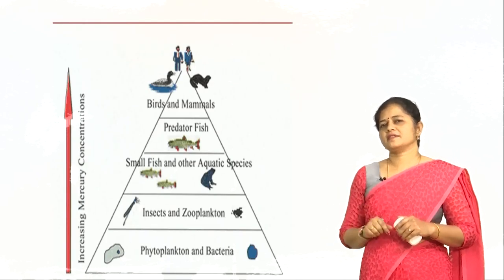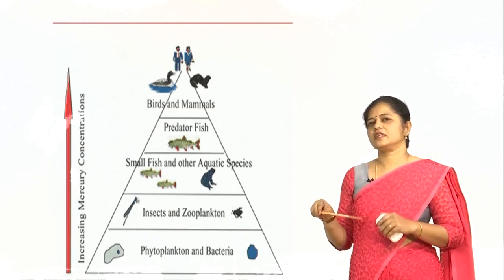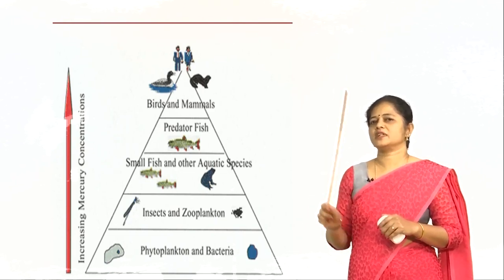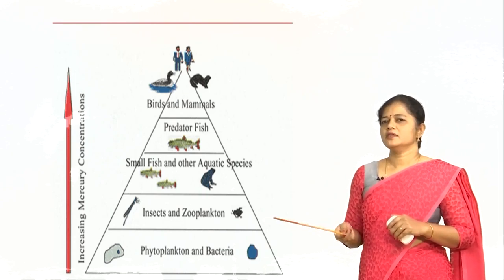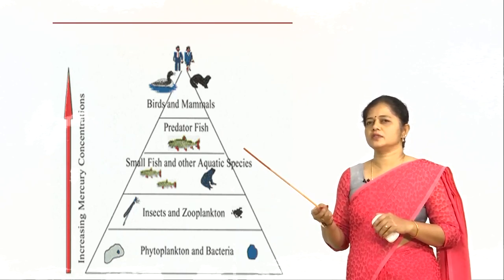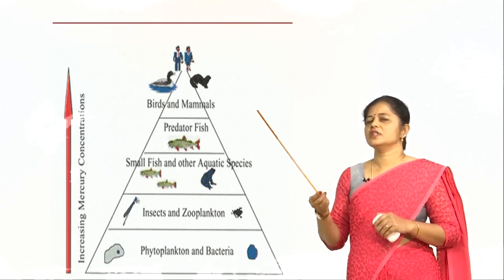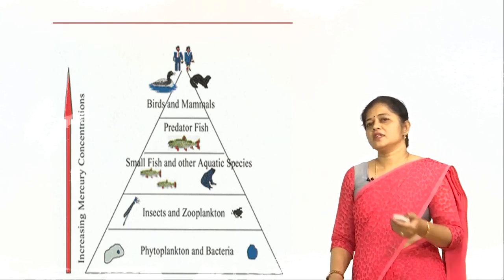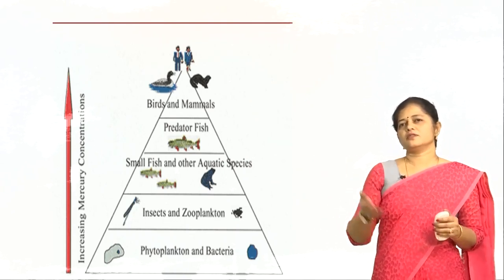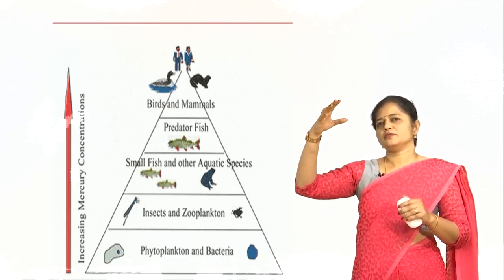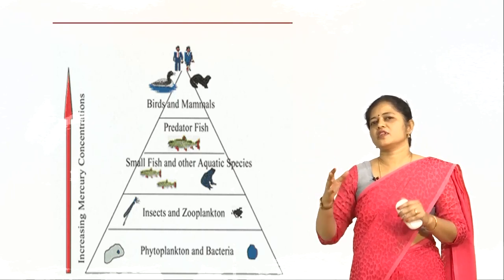Now we can see a few examples here. This shows the increase in the concentration of mercury in each trophic level, starting from the phytoplanktons to the zooplanktons, the small fish, the larger fish, and the birds or the mammals which consume them in turn. So here it goes on increasing from one trophic level to another trophic level, and the ultimate trophic level will have the maximum concentration of that chemical.